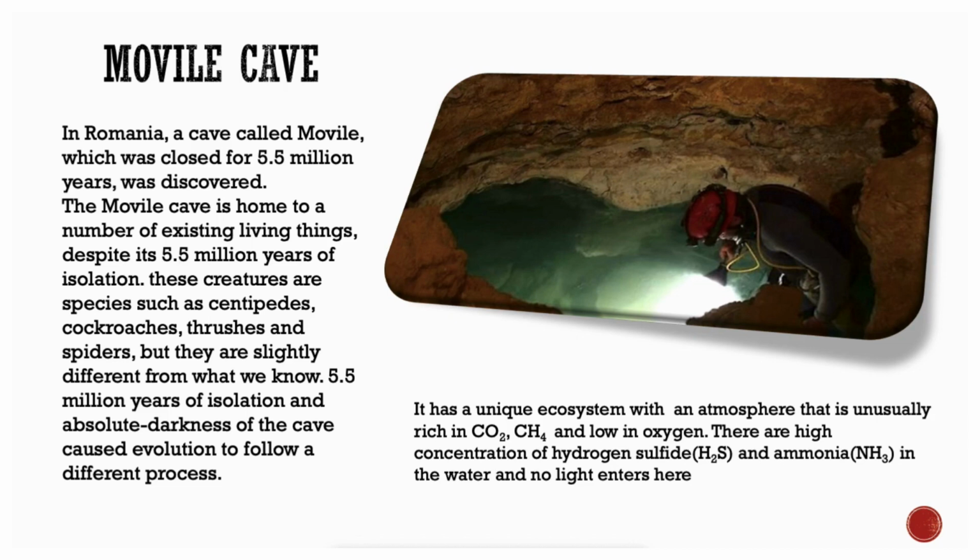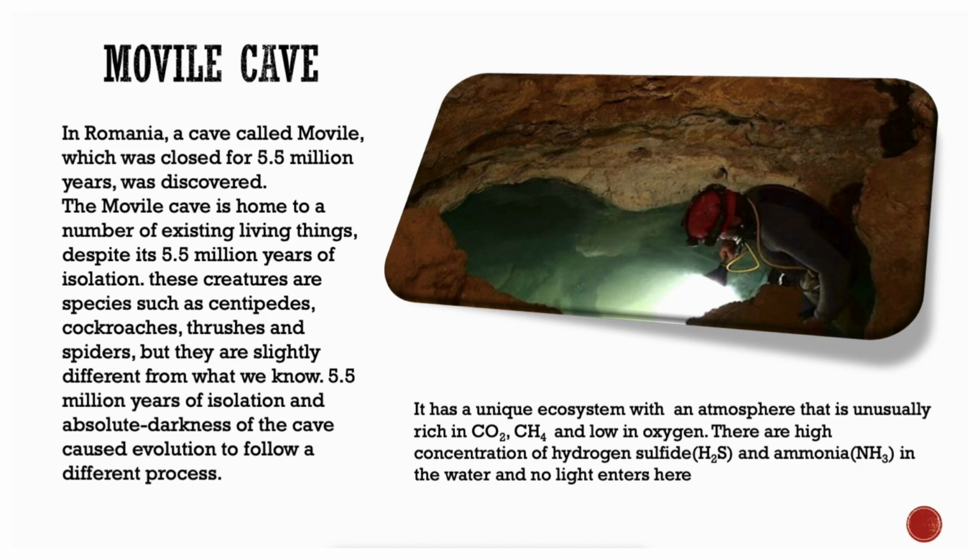So in this chapter, we're going to look at habitats, and we'll look at how abiotic factors affect organisms, as well as how organisms affect the environment. And first of all, we will look at Movile Cave. Movile Cave is situated in Romania, and it was closed for about 5.5 million years, and no one actually went there and came out from this cave.